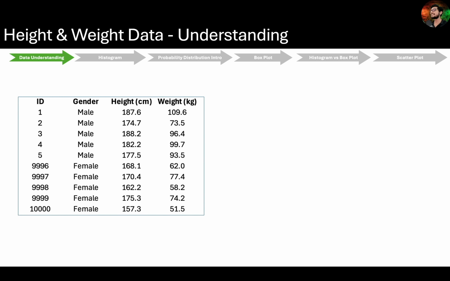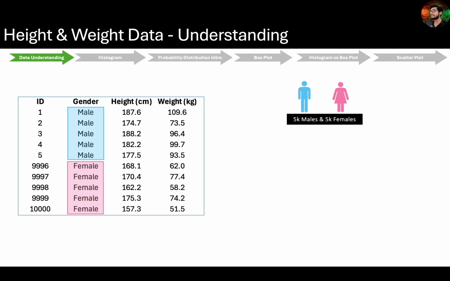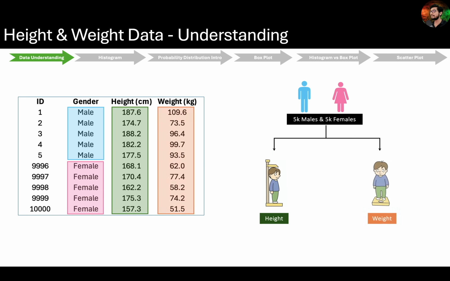This dataset is quite straightforward. It includes records for 10,000 individuals, evenly split between 5,000 males and 5,000 females, along with their corresponding height in centimeters and weight in kilograms. That's all there is to it. Simple, right? For our first two visualizations, that is histogram and box plot, we'll focus solely on the height variable from this dataset. Let's begin with the histogram first.